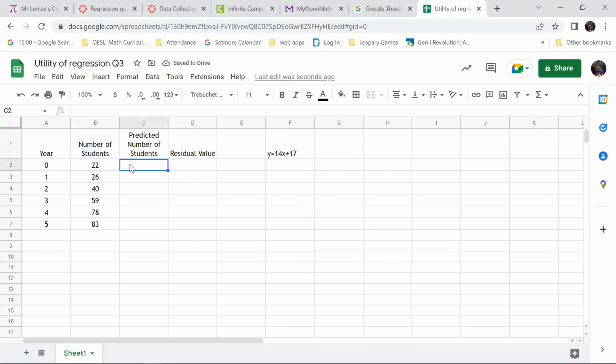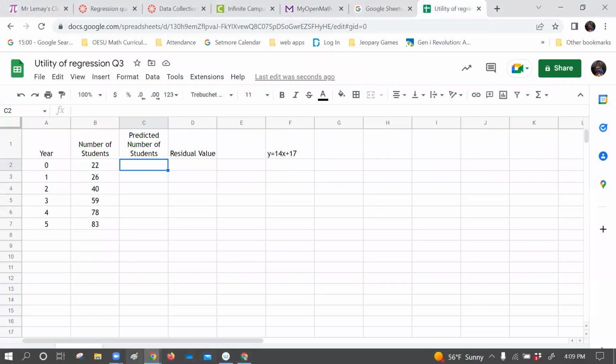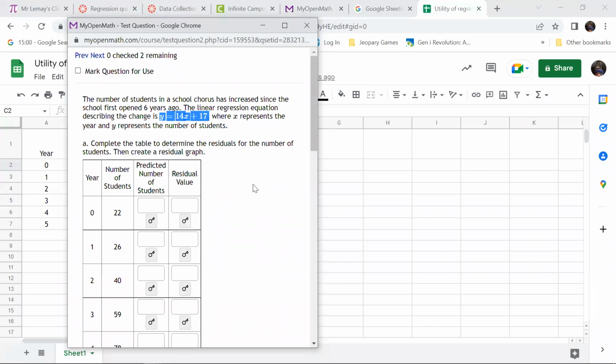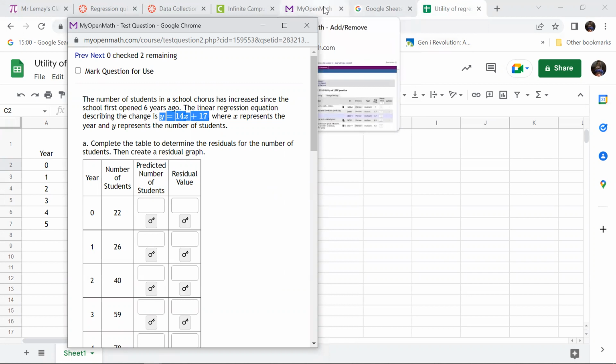So this equation is predicting number of students based on the year, because they told us that it would make sense. The year would be the explanatory variable, the X, and number of students would be the Y. Let's make sure that's what they said. The number of students in a school course has increased since school opened. So X represents the year, Y represents the number of students. So there we go, and it's 14X plus 17.